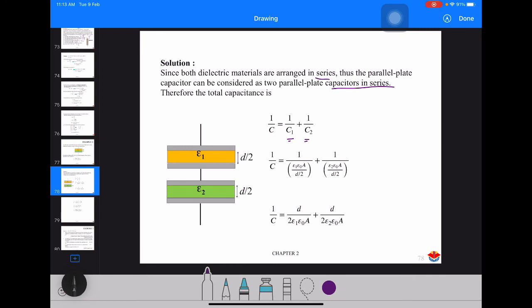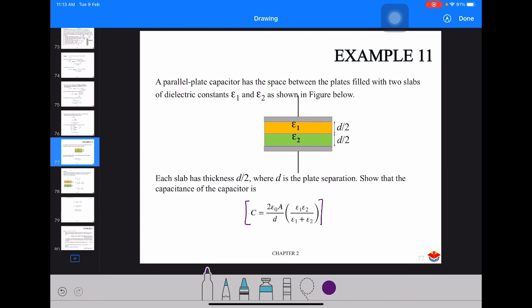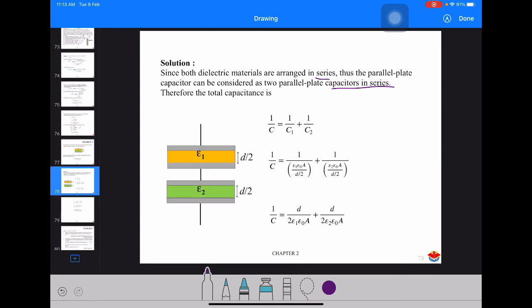If you want to calculate C effective, you can use 1 over C equals 1 over C1 plus 1 over C2. That is the total capacitance, because the question wants you to find the capacitance of the capacitor, the total of the two dielectric materials. So you can use 1 over C1 and 1 over C2, where each C equals epsilon naught epsilon r A over D. Then it depends on whether this one is epsilon 1 or epsilon 2. You can substitute here.